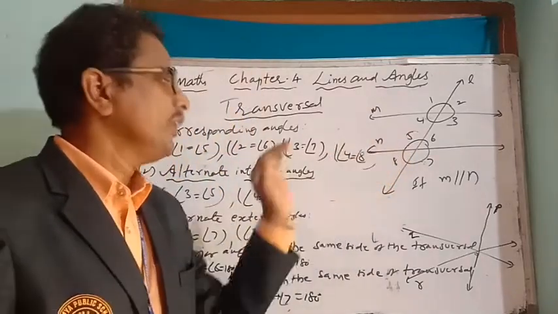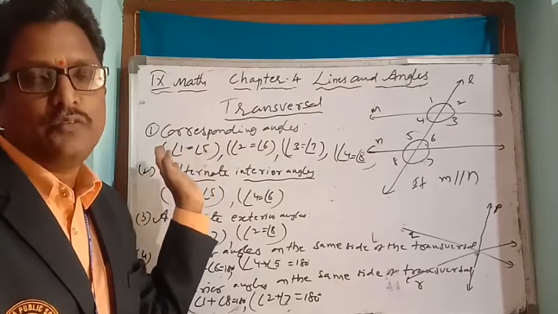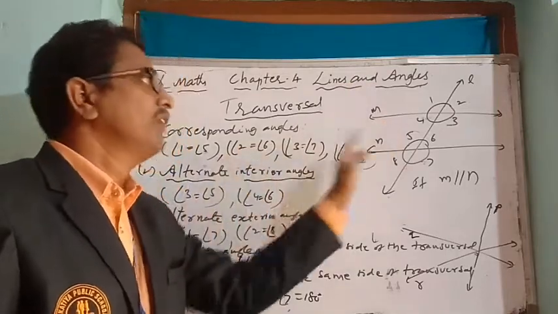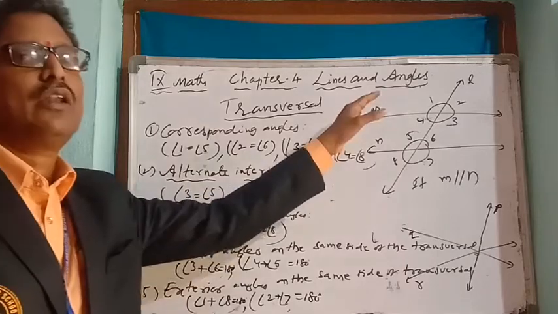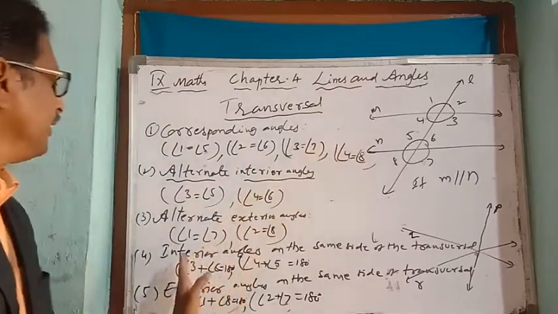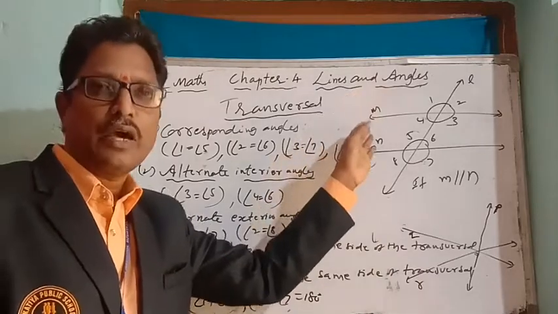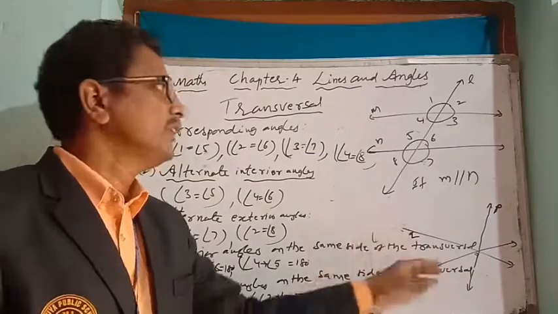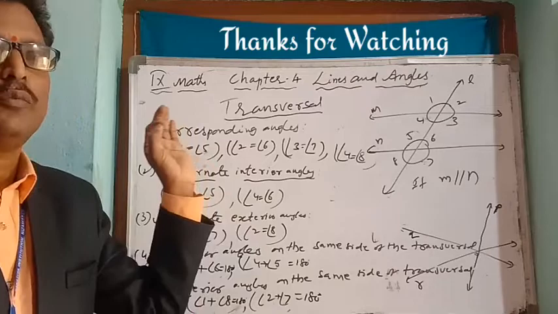Converse. What is the converse? If corresponding angles are equal, then the lines are parallel. If alternate interior angles are equal, lines are parallel. If alternate exterior angles are equal, lines are parallel. If interior angles on the same side of the transversal are supplementary, then the lines are parallel. If exterior angles on the same side of the transversal are supplementary, then the lines are parallel. These are the concepts. Be careful, keep them in your mind, friends.